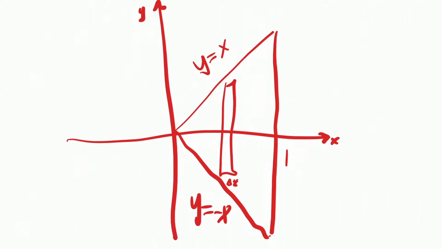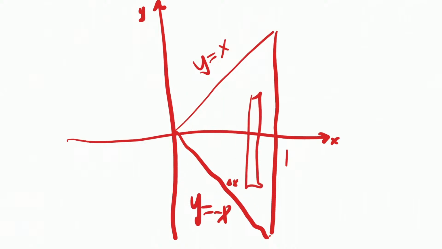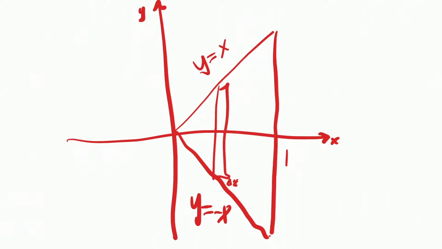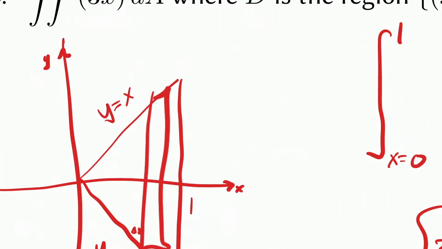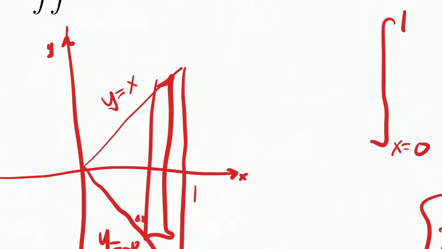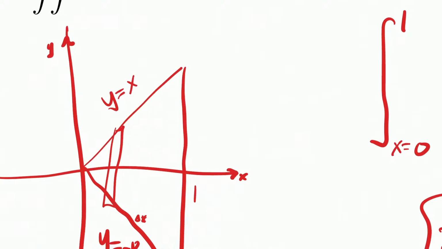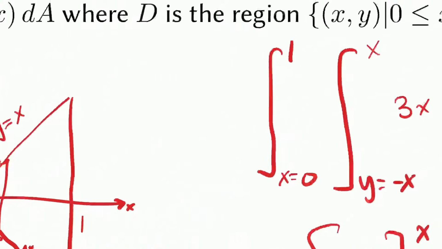The reason for that is that you have to imagine moving this rectangle left and right. The rectangle begins here at x equals 0, ends at x equals 1. And so that will tell me my outer limits, 0 to 1. And then each of these rectangles begins at the line y equals -x, and then they stop at the line y equals x. And so that's my inner limits. So that's where you're getting your limits.